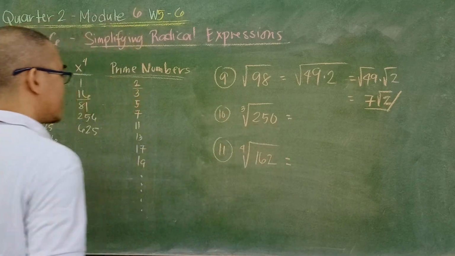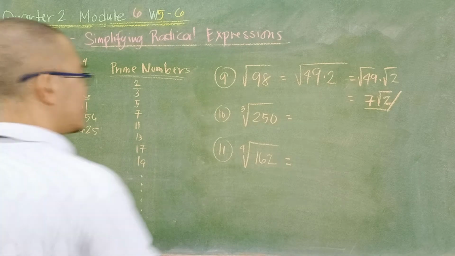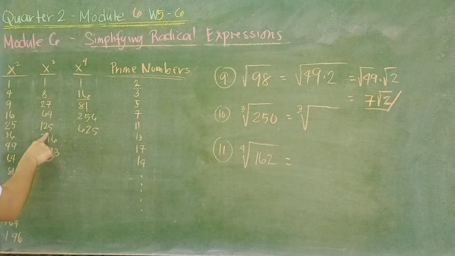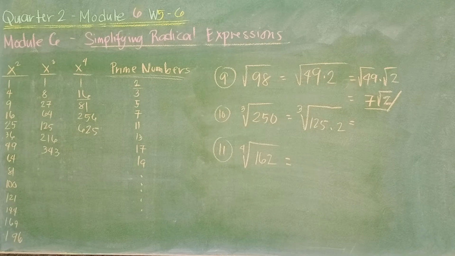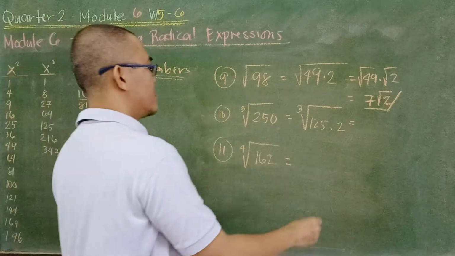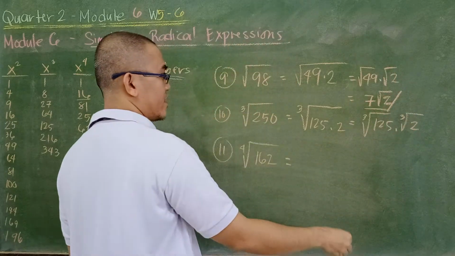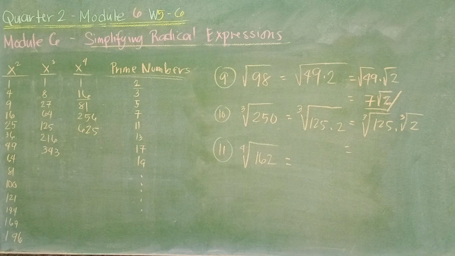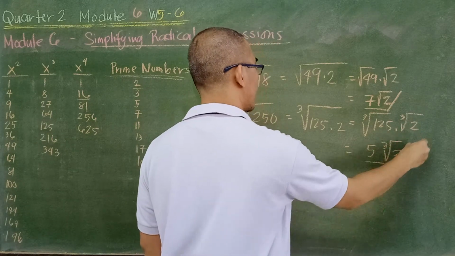Cube root ng 250. Ano yung factors ng 250 na pwede natin gamitin? Dito tayo titingin, since index natin is 3, sa mga perfect cube. Ang gagamitin natin will be yung 125 times 2. Tama? 125 times 2, that's 250. Yung 125 dito ko kinuha sa mga perfect cube, kasi yung index natin 3 na. Perfect cube na yan, pag-iwalayin natin. And then ano yung cube root ng 125? Yung cube root ng 125 would be 5. And then copy yung prime number.